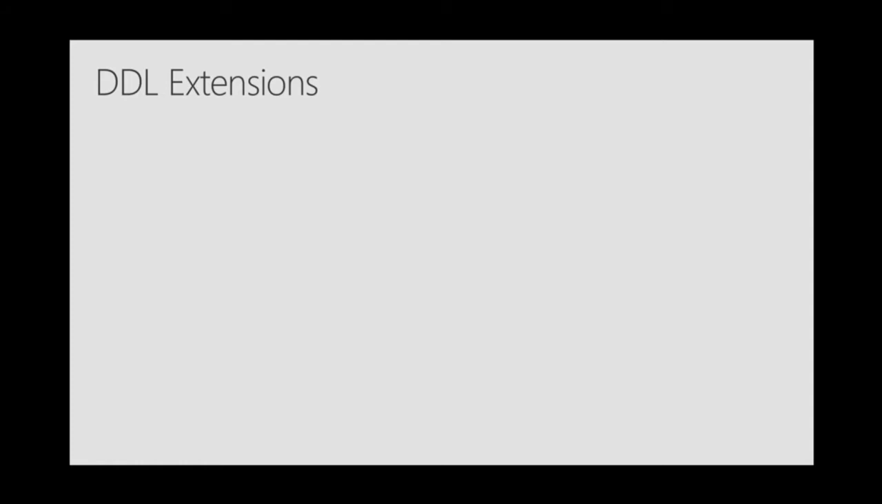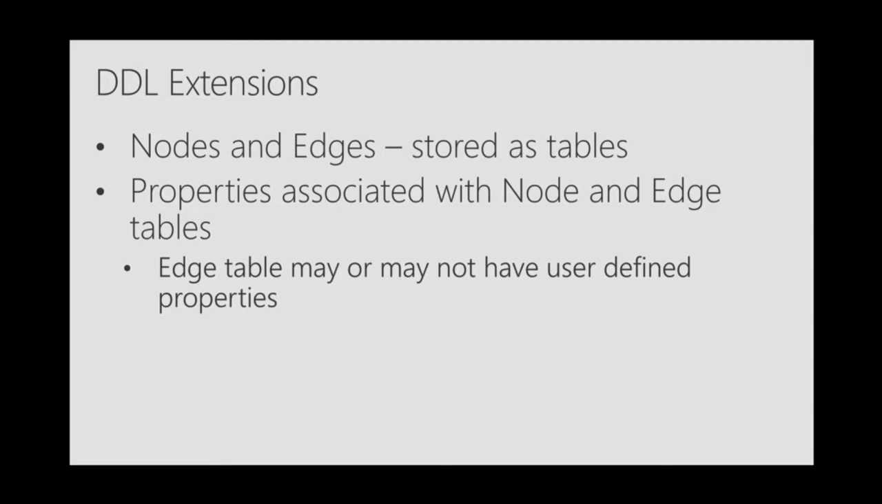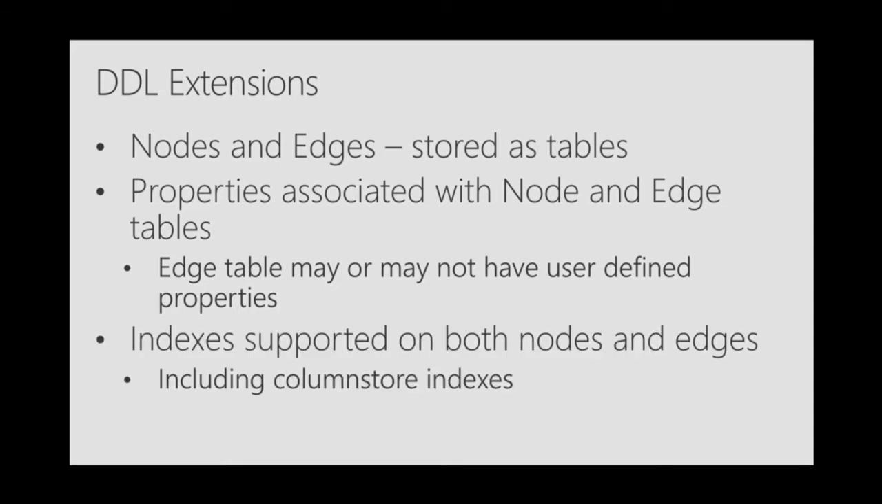DDL extensions. Nodes and edges are stored internally as tables. They have properties associated with the node and edge tables, so an edge table may or may not have any user-defined properties. We've talked about that. Indexes are fully supported on both nodes and edges. So if you need to find the data, you can get to it very efficiently. If you know that you're going to be keying on the nodes by a certain ID, you can put a clustered index on that. If you know you're going to be doing analytics across millions of nodes, you can put a column store on that. All those index types work because for the underlying engine, it's just a table. We've put intelligence on top of that table.